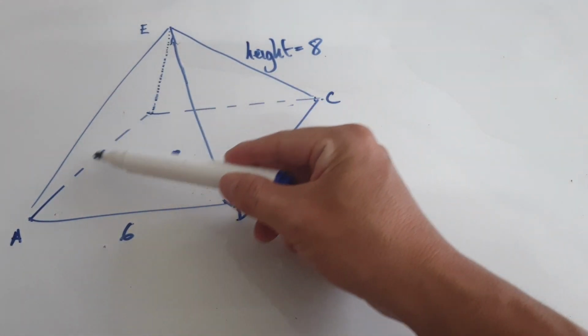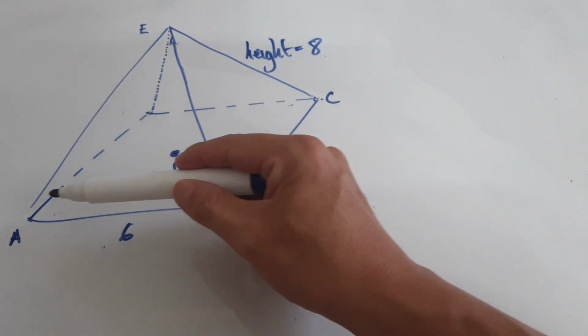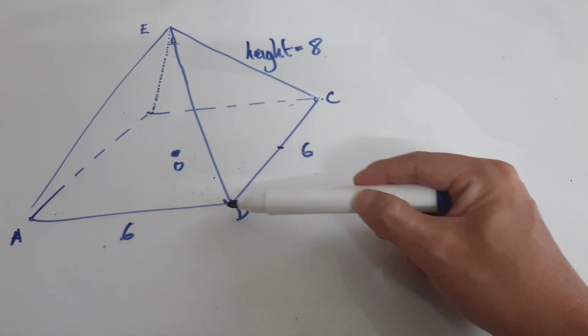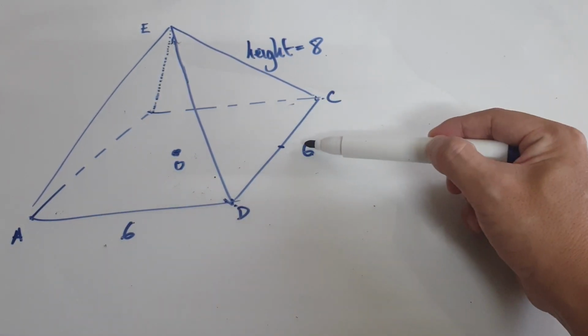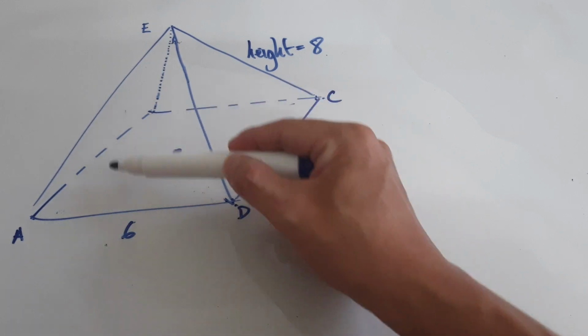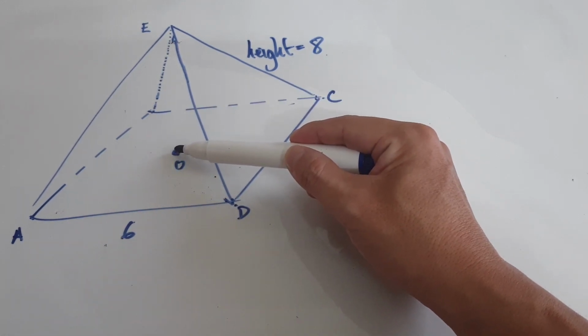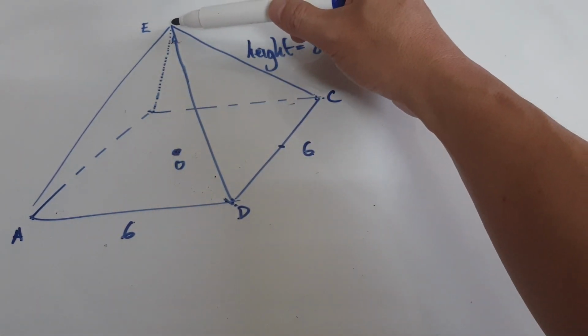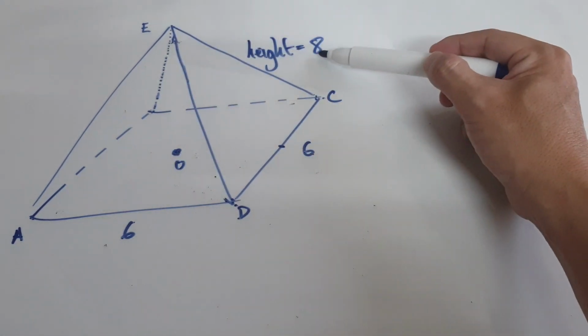Here you've got a square-based pyramid. So the base is a square. So this length here is 6. This must also be 6. And at the center of the square is O. And right above the center is this point E. So the height of the pyramid is 8.